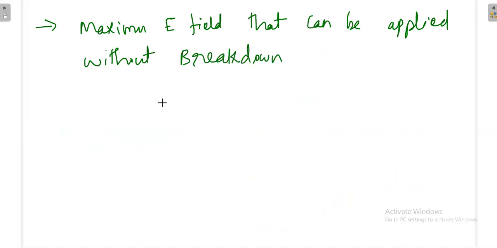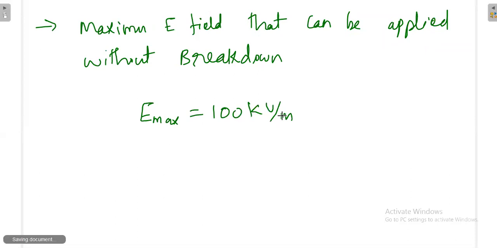What is that maximum electric field here? Maximum you can apply, what? In our case, 100 kilovolt per meter. Okay, it's all definition, in what way they are defining. Okay, from this side or from that side. Okay, that is the idea. That's why minimum maximum shifts. Okay, so this is a simple idea of the dielectric strength and breakdown.